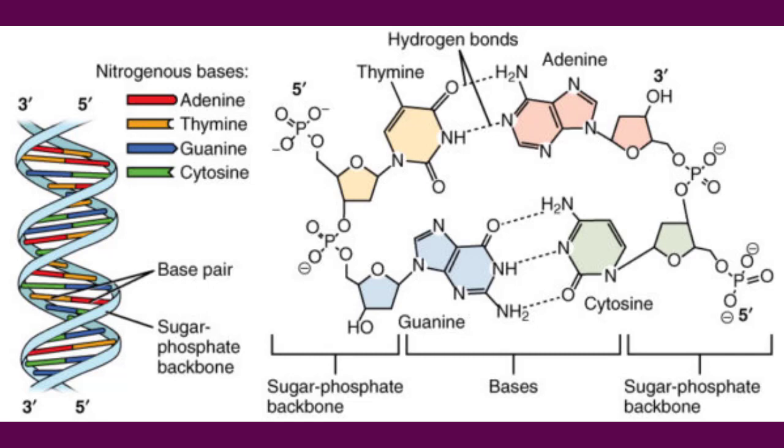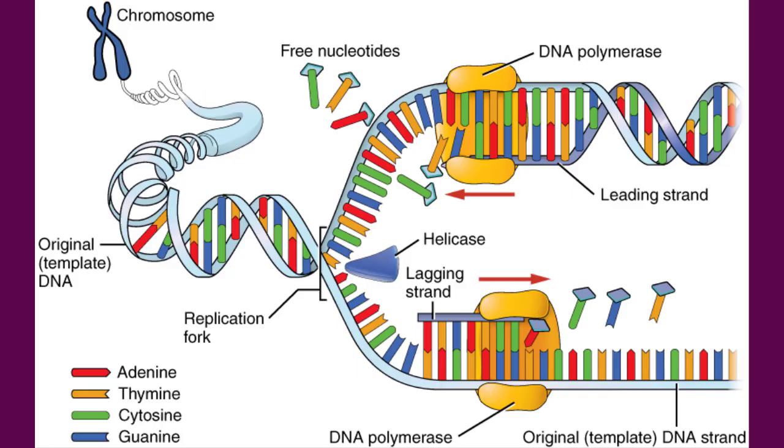For example, if one strand has a region with the sequence of AG, TG, CCT, then the sequence of the complementary strand would be TCA-CGGA. So what is DNA replication?